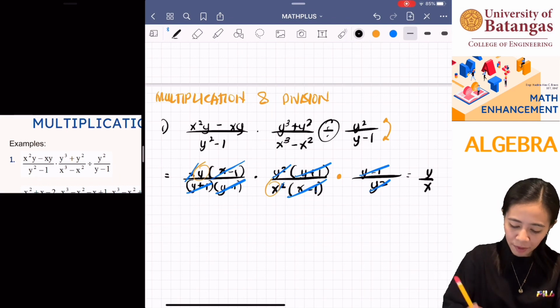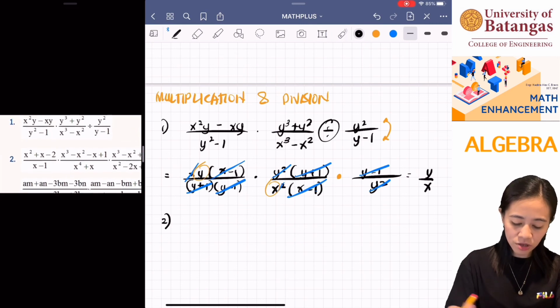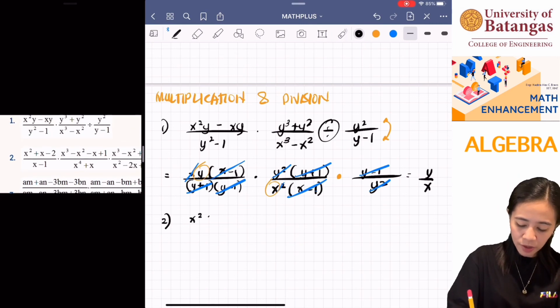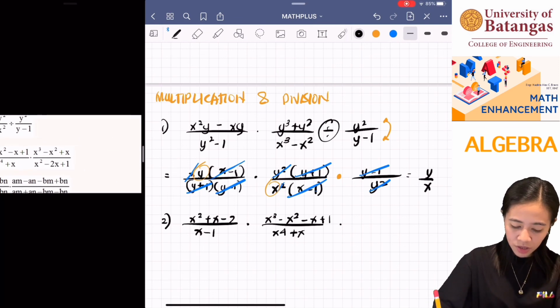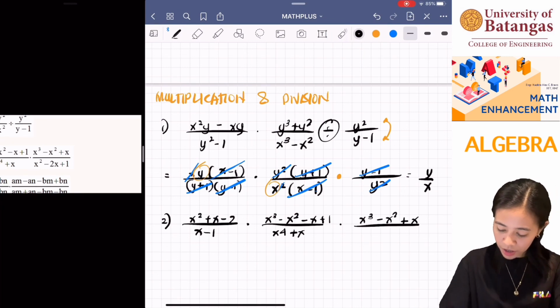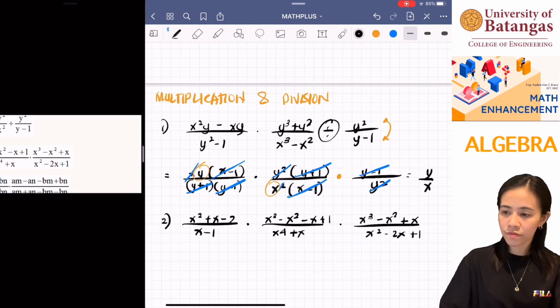Okay? Number 2. So, ganun lang. Simplify nyo muna bago kayo mag-multiplication division, ano? So, you have x squared plus x minus 2 all over x minus 1, times x cubed minus x squared minus x plus 1 all over x to the 4th plus x, times x cubed minus x squared plus x all over x squared minus 2x plus 1.